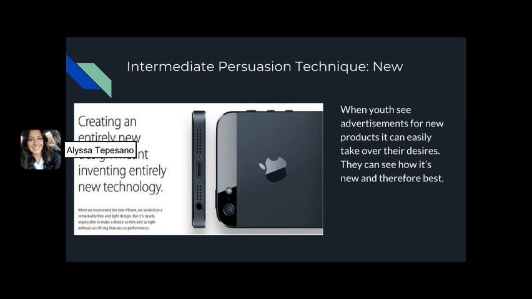An intermediate persuasion technique is using new products. When youth see advertisements for new products, it can easily take over their desires. They can see how it's new and therefore best. Apple is one of the best companies at convincing consumers of this. Youth need to be aware of this technique and realize they do not always need the newest product.